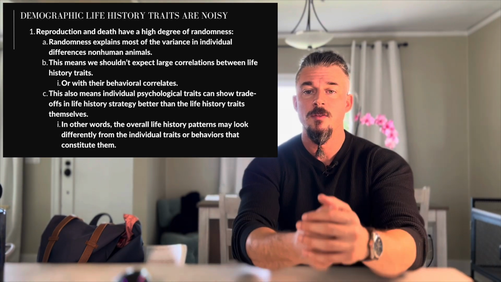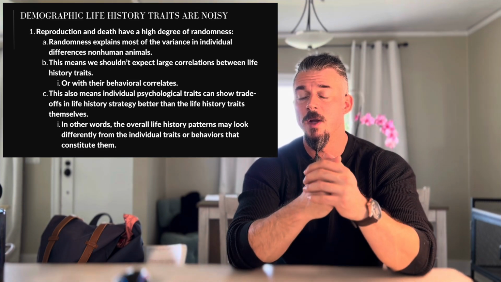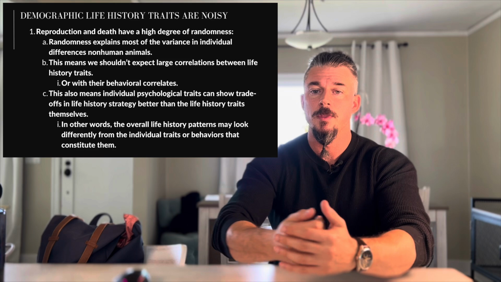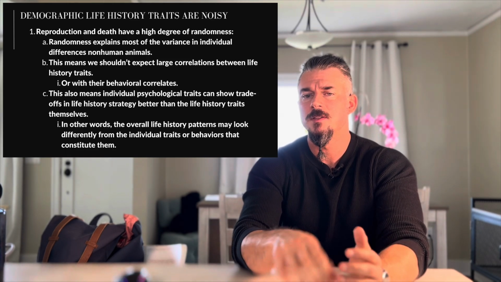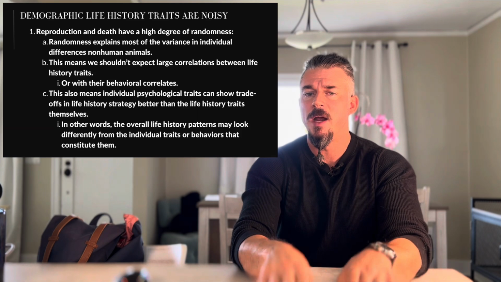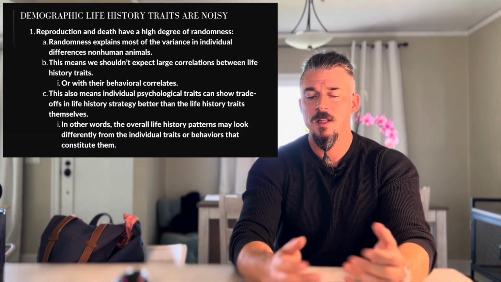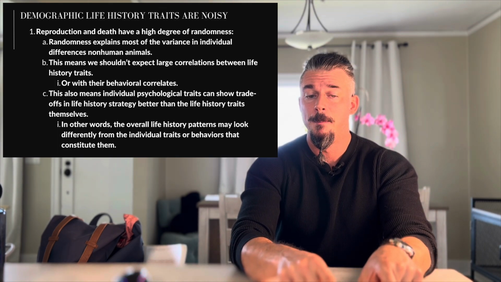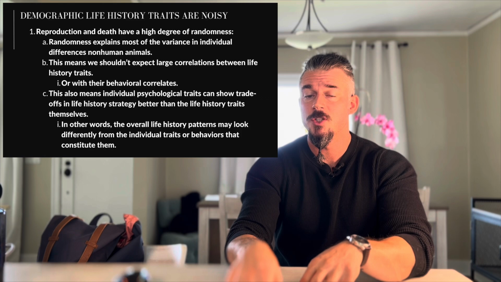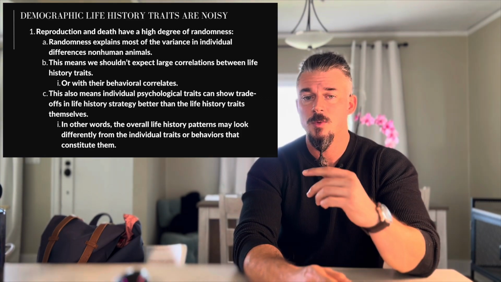Or, with their behavioral correlates in that case, right? So if not measuring life history strategy directly, measuring the traits that correlate with that. It also means that individual psychological traits can show trade-offs in life history strategy, perhaps better than measuring the strategies themselves, okay? So you have measurements of life history strategy, the Mini-K scale or something like that. You might actually see better correlations, better relationships if you look at a constellation of traits that predict these things, which we're going to talk about.